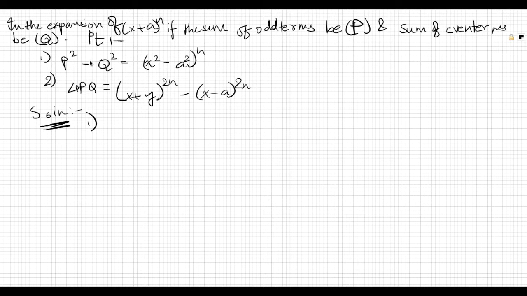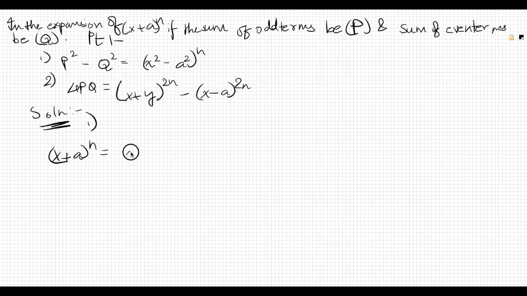The question says, in the expansion of (x + a)^n, if the sum of odd terms be p and sum of even terms be q, we need to prove that p squared minus q squared is equal to (x squared minus a squared) to the power n. Let us expand (x + a)^n.